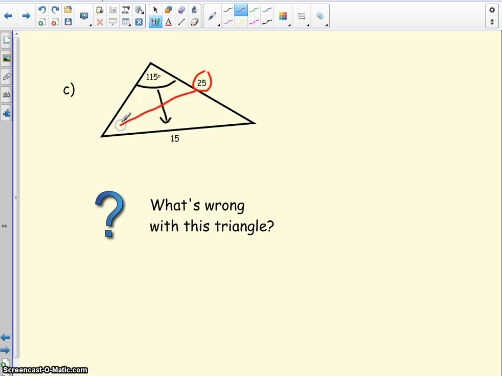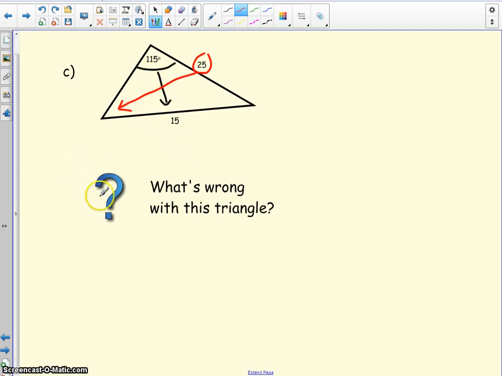That would mean the angle across from the 25 would have to be larger than 115. If we have an angle larger than 115 as well in this triangle, if you add up all the angles together, that's going to be much, much more than 180 degrees. So this triangle here is actually impossible because it's not possible for this 115 degrees to be across from anything but the largest side in the triangle. Okay, so once we figure out this triangle is impossible, there's nothing else we can do.